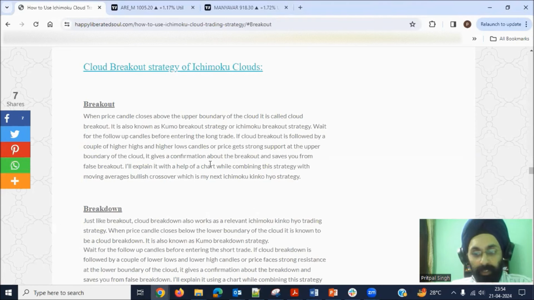Now you understand the structure, you understand how to identify a range bound market using Ichimoku Cloud, and how to find out a trending market using Ichimoku Cloud. And now it is time to make money by using the Ichimoku Cloud trading strategies. So without wasting any time, I will start with the first strategy, which is called the cloud breakout strategy.